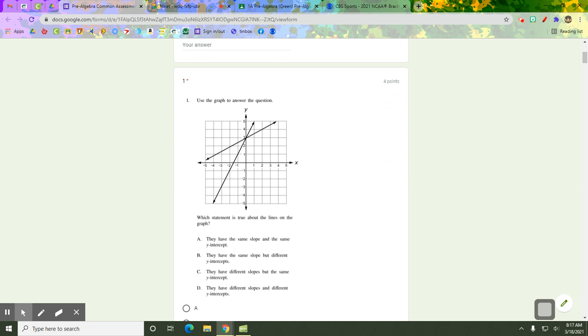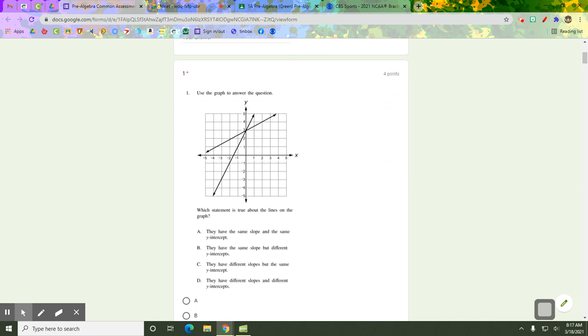All you're going to do in this first one is use the graph to answer the question. All we're doing is learning how to interpret this graph. It says which statement is true, and you're just asking about your slopes and your y-intercepts. Just look at that and see which one of those is true.